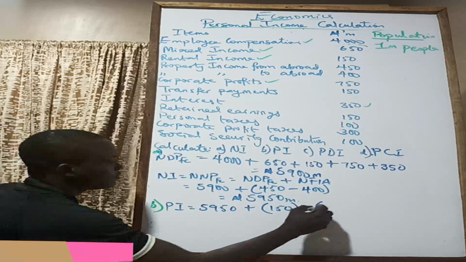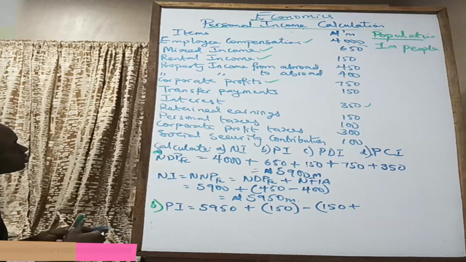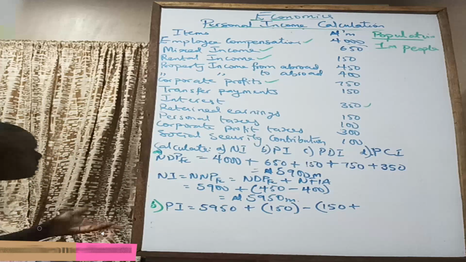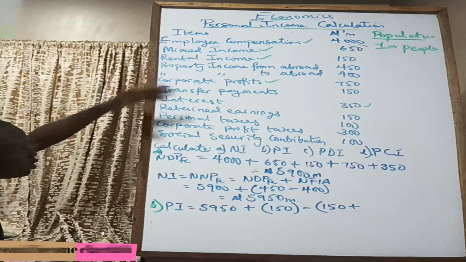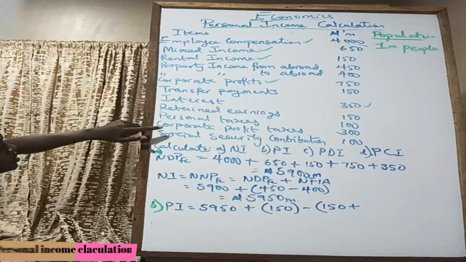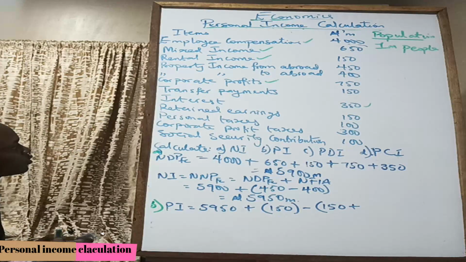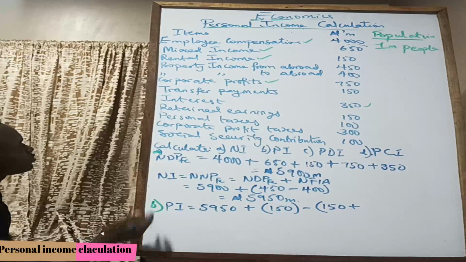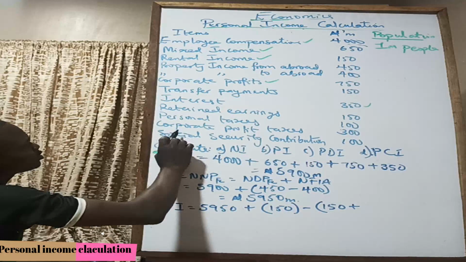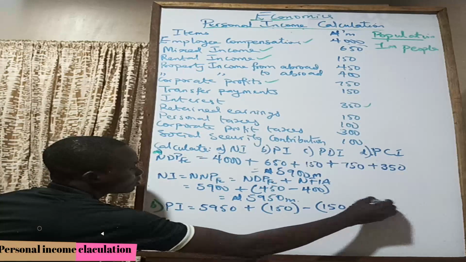150. It was not received, even though it was earned. The only thing you got was dividend, right? So retained earnings plus corporate profit taxes, then corporate profit minus the two of them will give you your dividend. So the only thing you receive as household was dividend. So I'm going to remove corporate profit taxes. So you have 300 here.